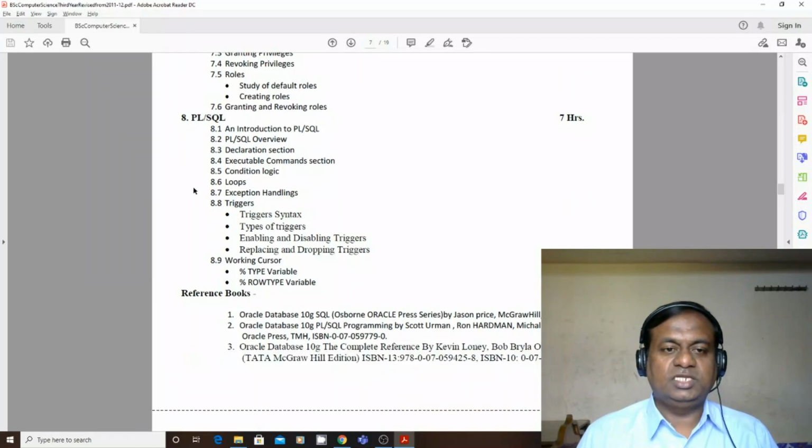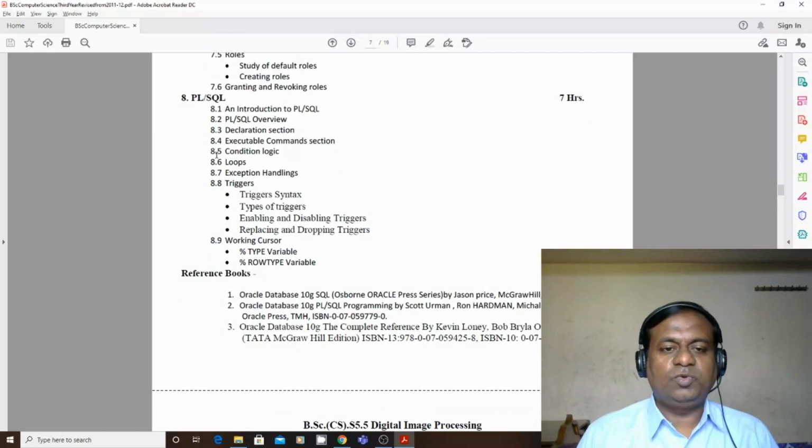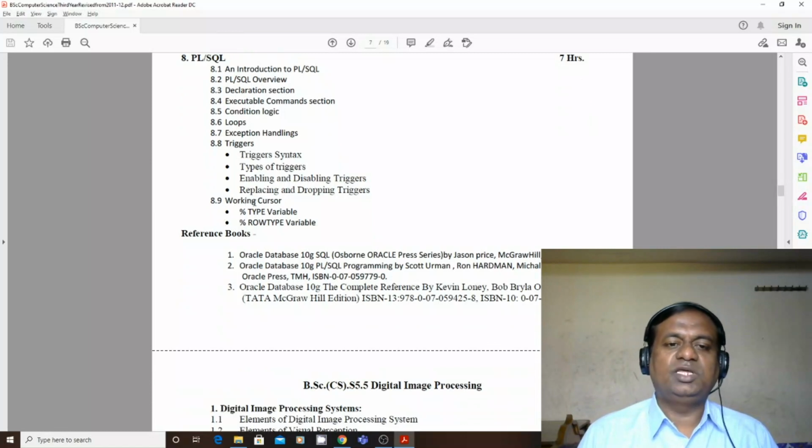The next chapter, that is the last chapter, PLSQL. In this, we are having basic 3 points. First point is the architecture or overview of PLSQL block. Using that PLSQL block, we will be executing some commands on conditional logic, loops, exception handlings. This is the first part. Second, using the PLSQL block, we will be creating triggers. And third one is working with cursors. So all these factors are to be executed using PLSQL block.